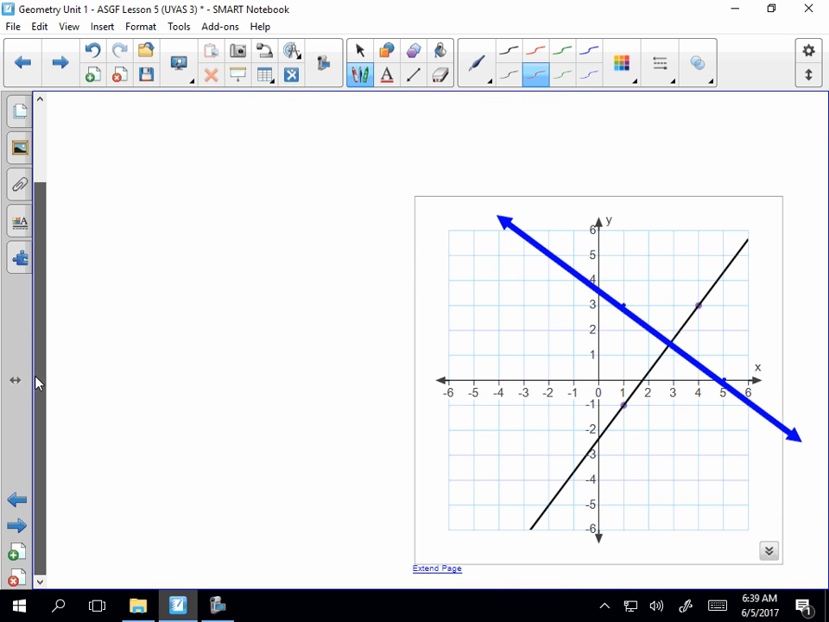Okay, now, looking at these two lines, are these two lines perpendicular? It looks like they're perpendicular. We can see the opposite slopes, but we really have to go through and do the work to see if it is. So let's find the slope of our first line.